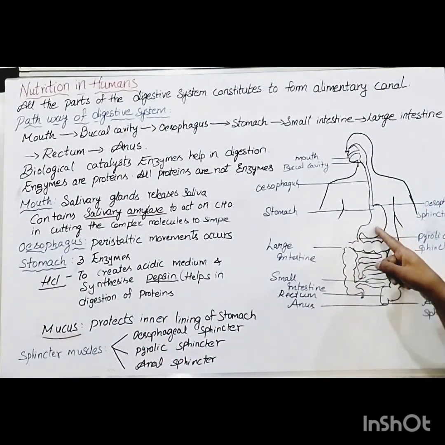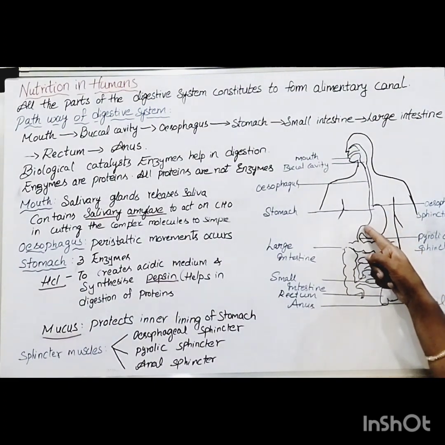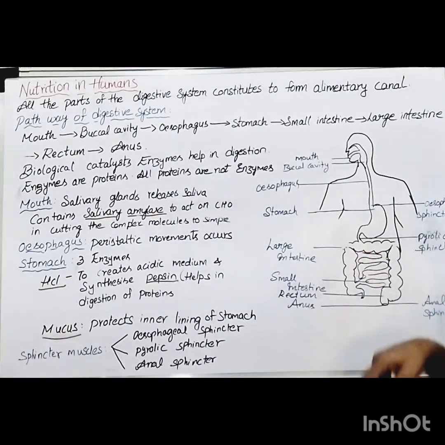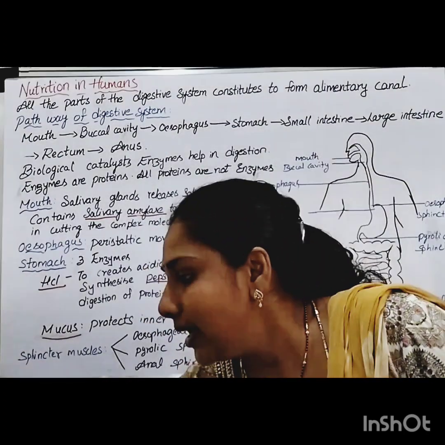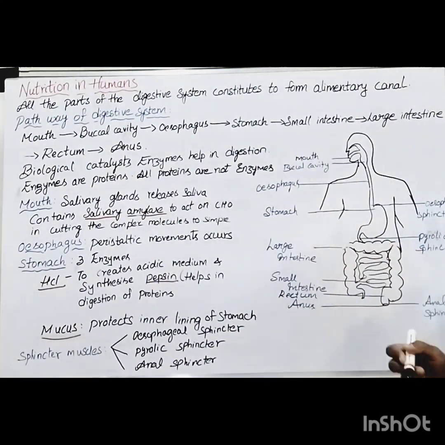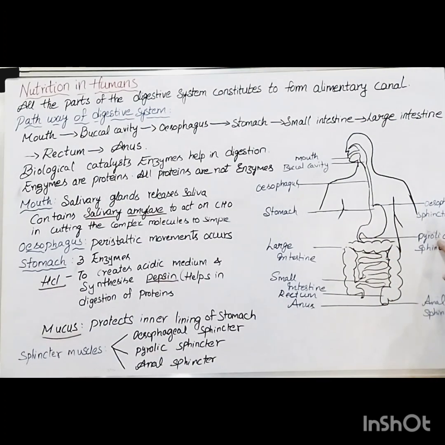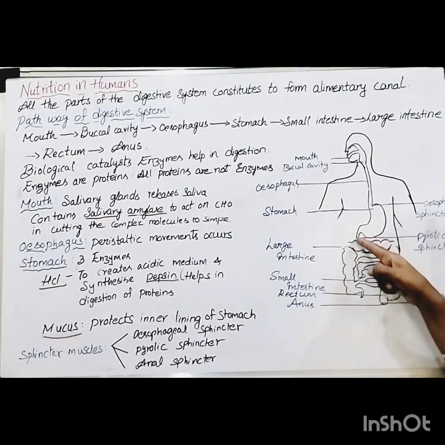So after getting digested in the stomach, this food will enter into the small intestine. Here from the stomach there is a sphincter muscle that is called the pyloric sphincter muscle, which opens to let the food enter into the small intestine here.